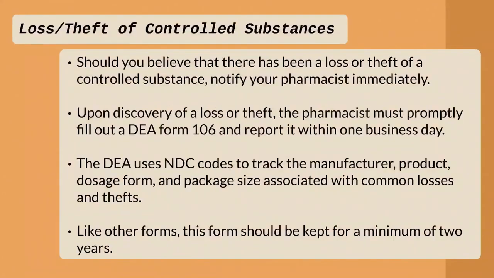Finally, we're going to touch on the loss and theft of controlled substances. Should you believe that there's been a loss or a theft of a controlled substance, make sure you notify your pharmacist immediately. Upon discovery of a loss or theft, the pharmacist must promptly fill out a DEA Form 106 and report it within 1 business day. The DEA uses NDC codes to track the manufacturer, product, dosage form, and package size associated with common losses and thefts. Like other forms, this form should be kept for a minimum of 2 years.